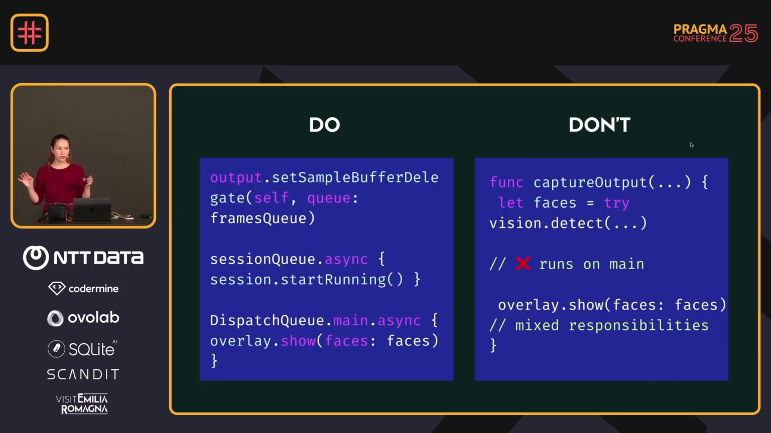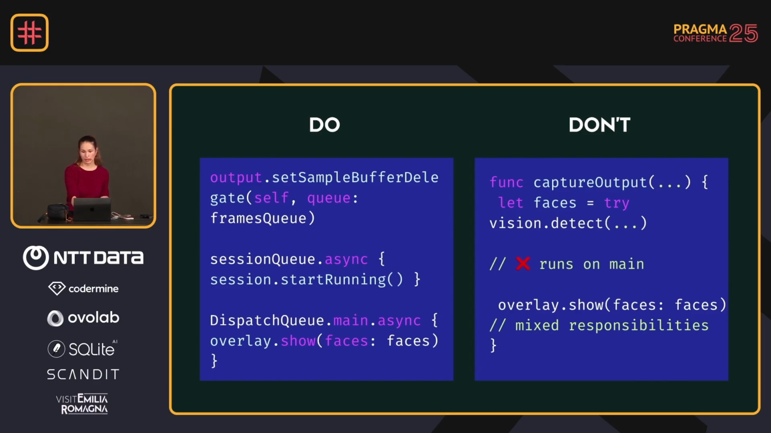So there are do's and don'ts that we can follow in order to run everything smoothly. As I've said already, what we need to do is run configuration and session management on a dedicated queue, usually called the session queue, then process each frame, Vision detection, validation, FPS counting, on a separate background queue, and only update the UI on the main thread. And that's how a clean pipeline keeps everything responsive.